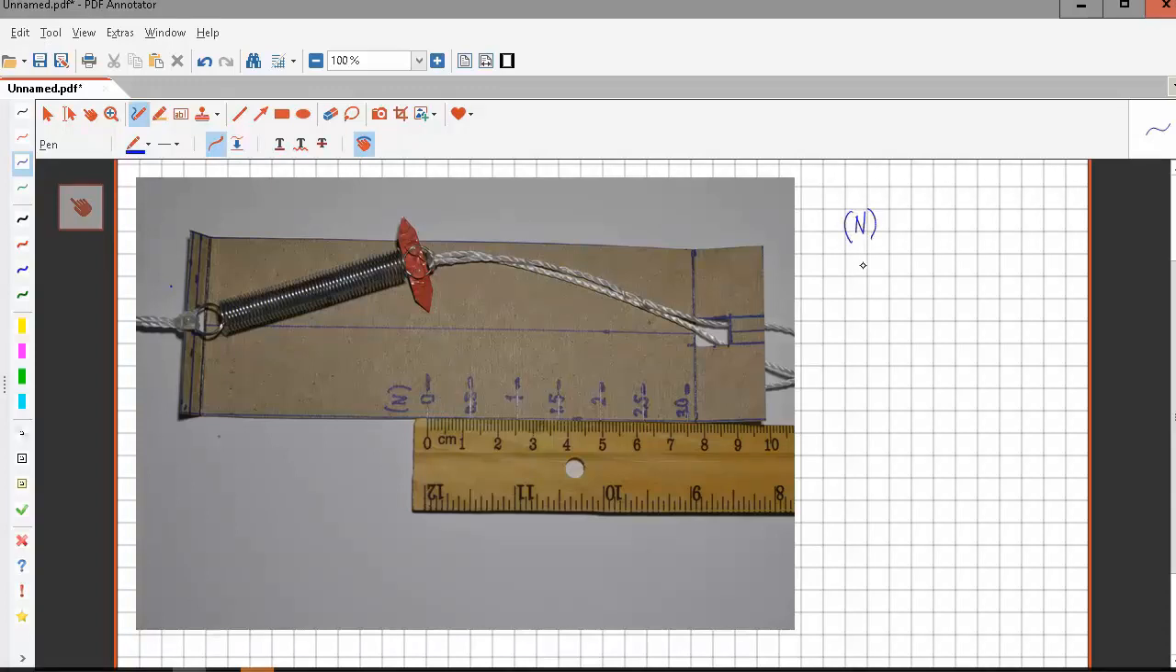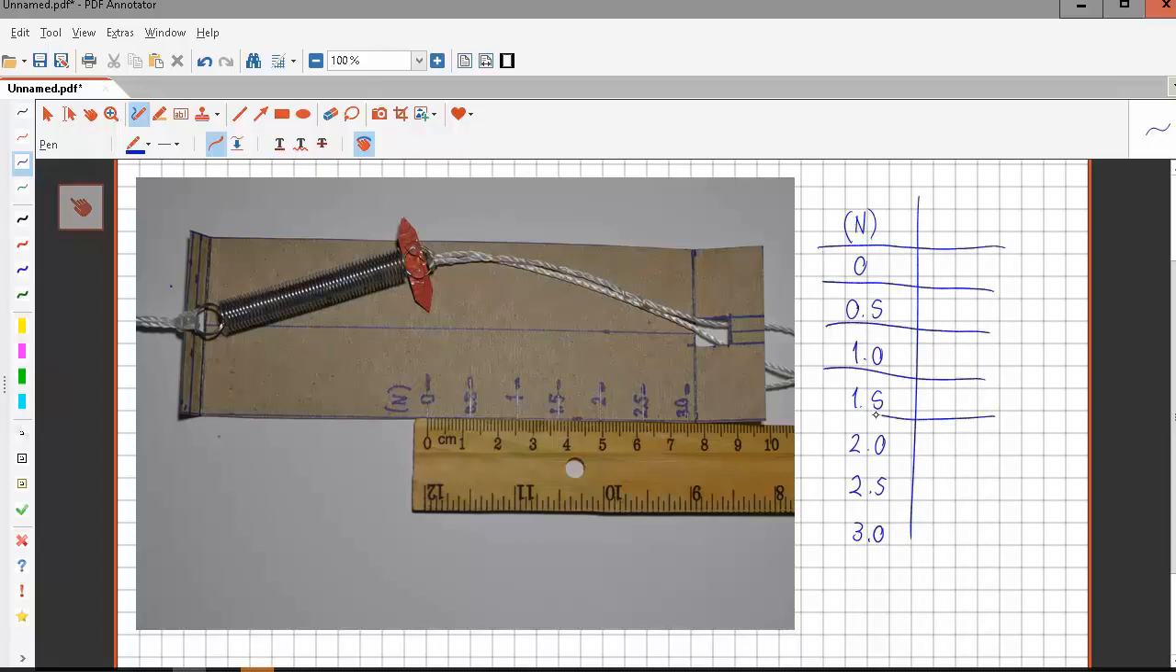This is the load in newtons: 0, 0.5, 1.0, 1.5, 2.0, 2.5, and 3. And then for each loading, I am going to determine the total extension of the spring in centimeters.